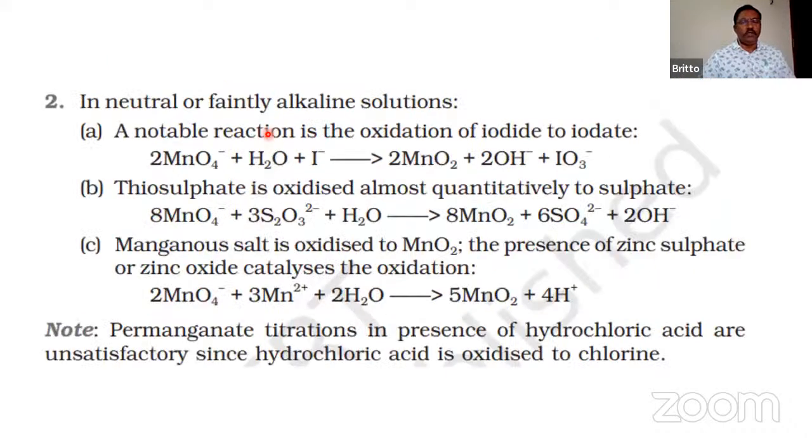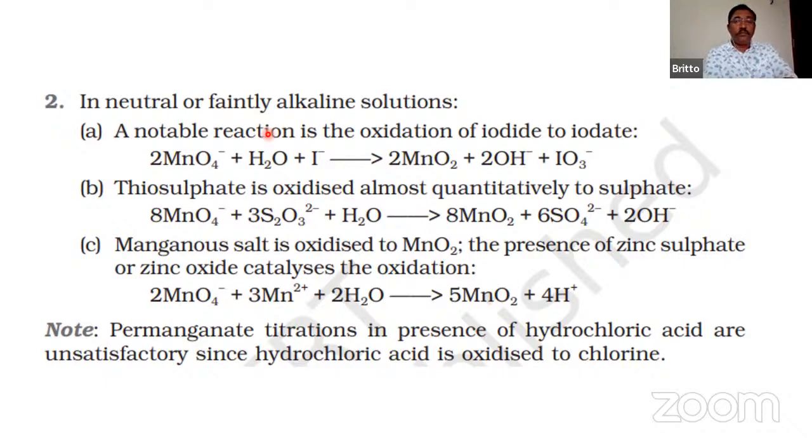So now, in neutral or faintly alkaline medium, I minus is converted to IO3 minus. Remember, in acidic medium I minus is converted to I2, whereas in neutral or faintly alkaline medium it is converted to IO3 minus. Iodide to iodate. Some of these products they may ask.